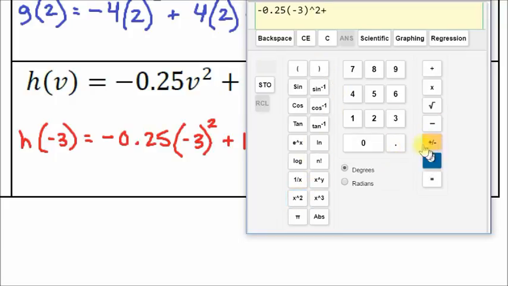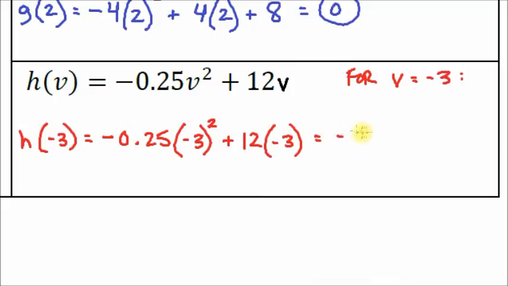And now I've got plus. I know you can't see this, but this is plus 12. Open parentheses. Again, we're going to put a negative 3 in there, close parentheses. Take a look at my work. This looks just like my expression, except I've plugged in negative 3 in the two places that I had the variable v. Let's press equal. And we've got negative 38.25. So this evaluates to negative 38.25.